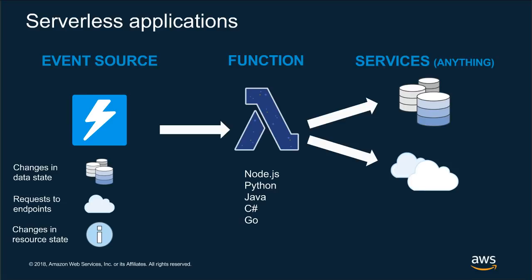Happy to say that as of last week, we now support 5 different languages inside of Lambda. We have Node.js, Python, Java, C#, and most recently Go that was just added last week. So you write your code in one of these 5 languages and send it up to the Lambda service, and then your code is executed again in response to an event. And this event can be things such as changes in data state, requests to endpoints, changes in resource state, and there's today a couple dozen different services that can directly invoke Lambda on your behalf.